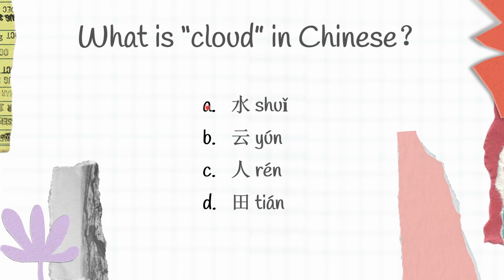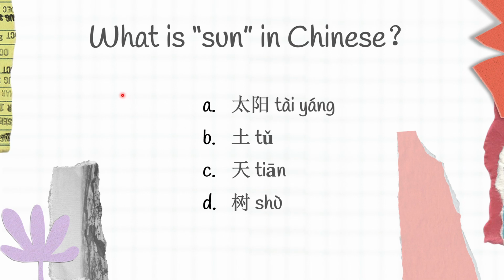Shui is water, Yun is cloud, Ren is people, and Tian is field. So the right answer for this question is B, Yun. The next question here, what is sun in Chinese? We have A, 太阳, B, 土, C, 天, D, 树.